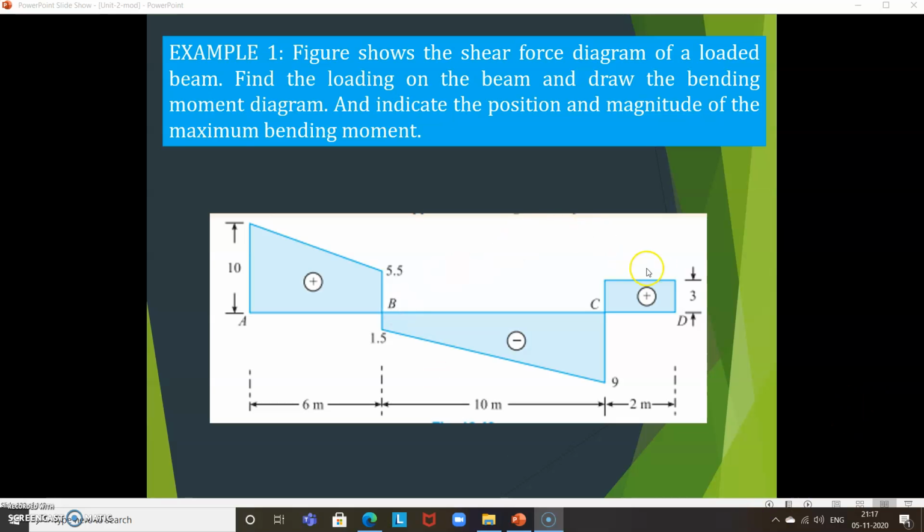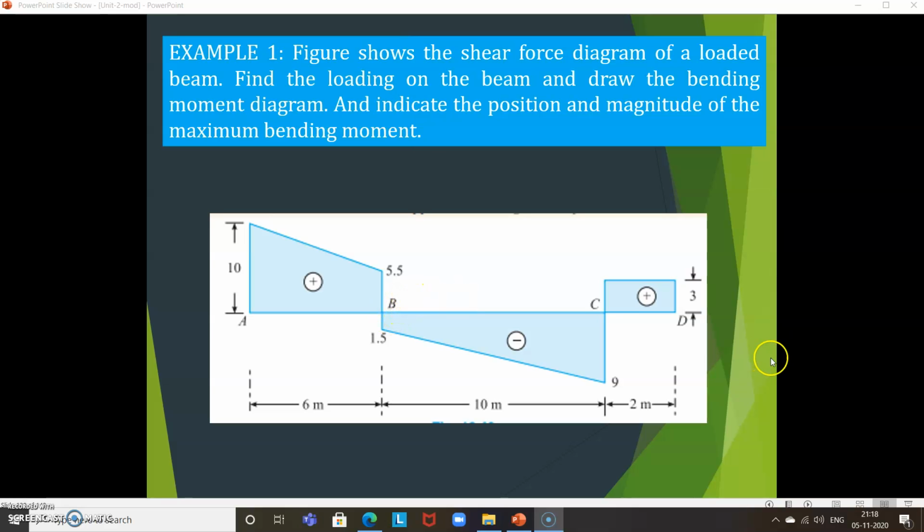A figure shows the shear force diagram of a loaded beam. Find the loading on the beam, draw the bending moment diagram, and indicate the position and magnitude of the maximum bending moment. This is the diagram given, with points A, B, C, D. See here, there is a straight inclined line, which means there is a UDL. Here also there is an inclined line. Rectangle means there is a vertical force or support at this point.